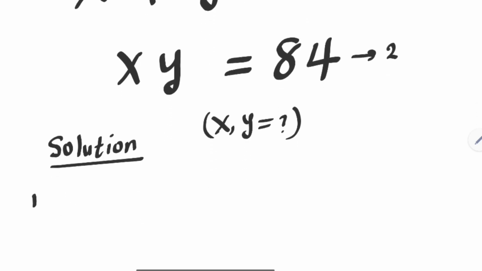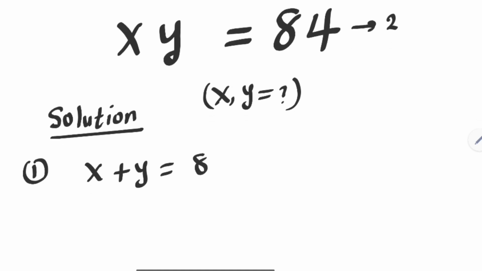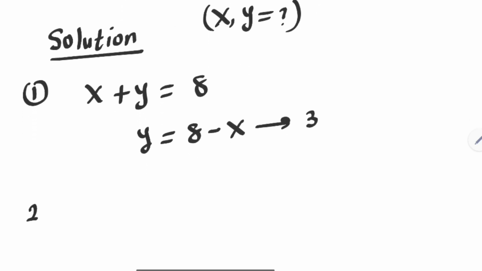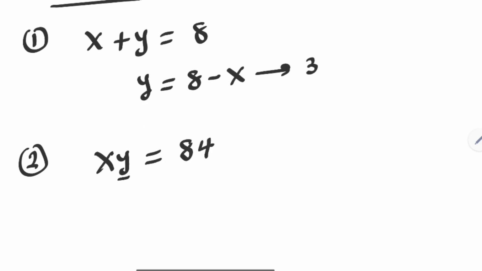From equation 1, x plus y is equal to 8. Let us make y the subject of the formula. y is equal to 8 minus x. Let us label this equation 3. Then from equation 2, xy is equal to 84. Now let us substitute for y, which is 8 minus x.